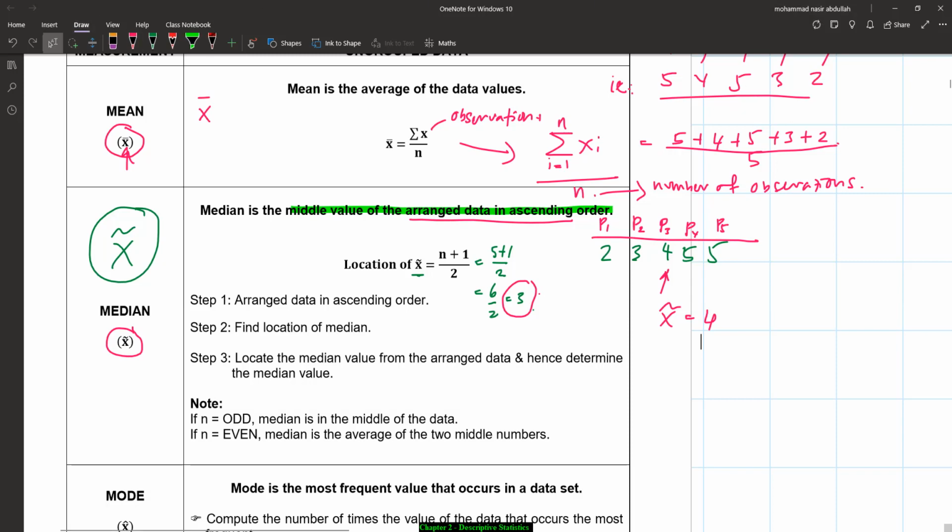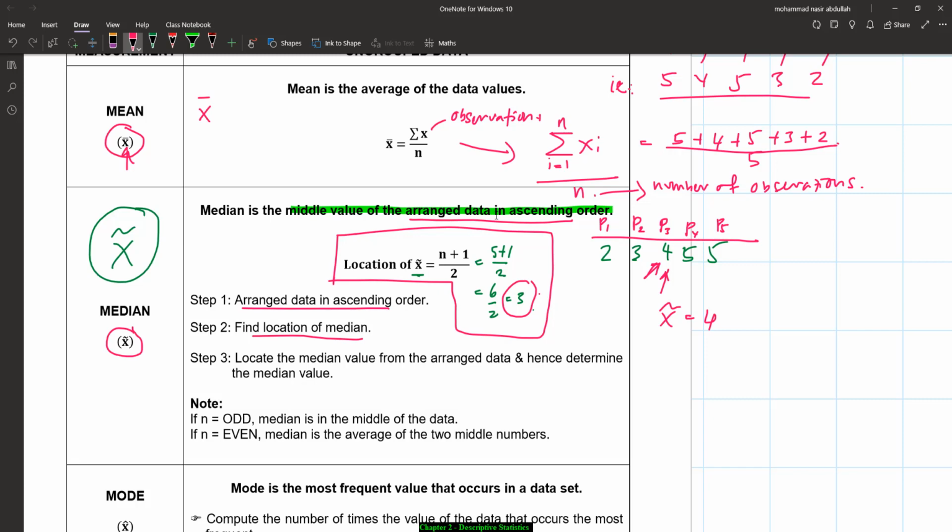As I already explained, the median is the middle value of the arranged data. So this is the middle value of the arranged data. This is a simple example, and later on we will look into a more complicated example. The steps are: first, arrange the data in ascending order, and then find the location of the median and locate the median value. To find the location of the median value, we use this formula.